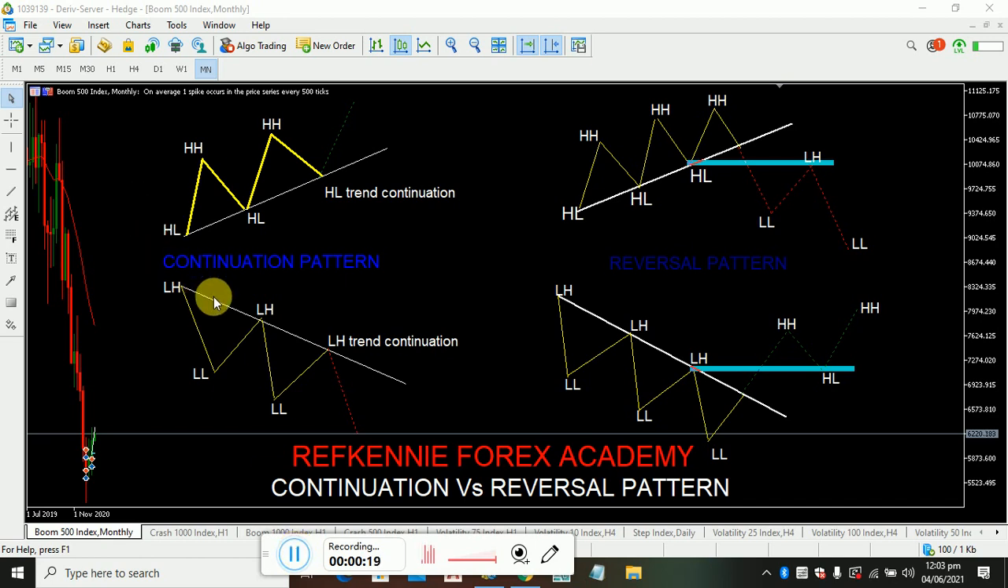So, today we'll be talking about continuation and reversal patterns. But first, I want you to know that before you know all these things, you must be a price action trader. If you're a price action trader, all these things won't be new and will be very straightforward.